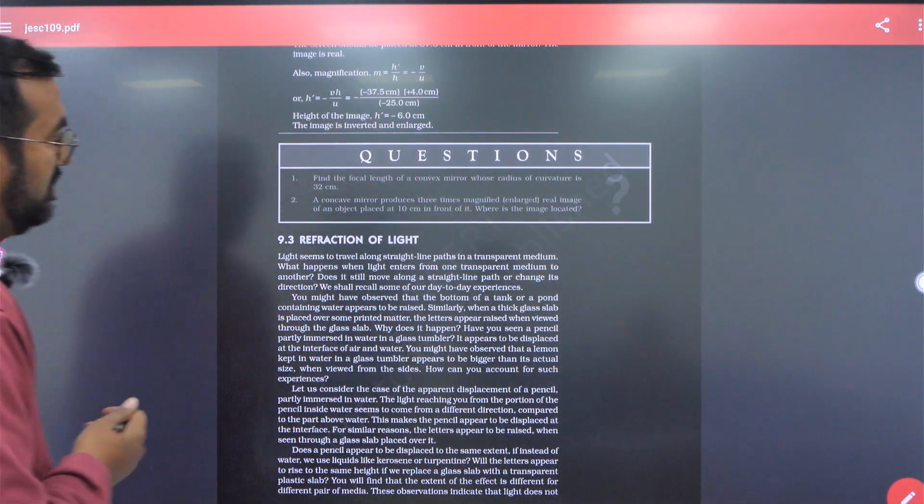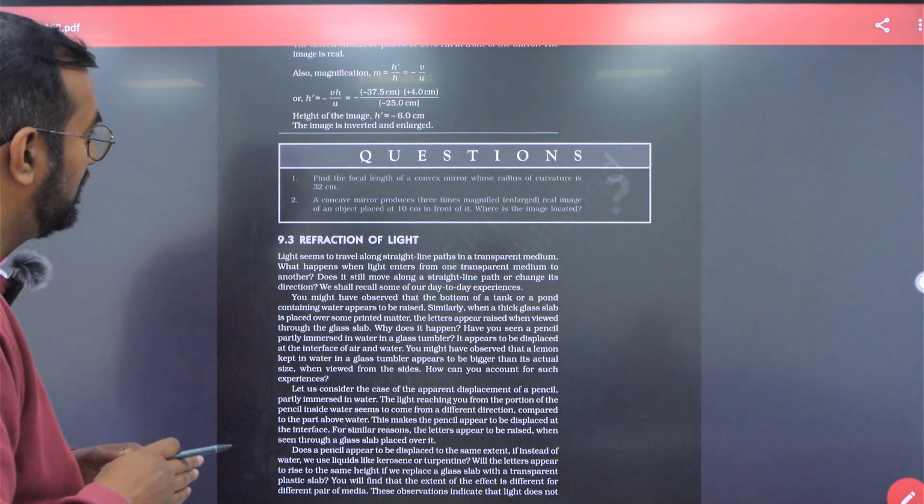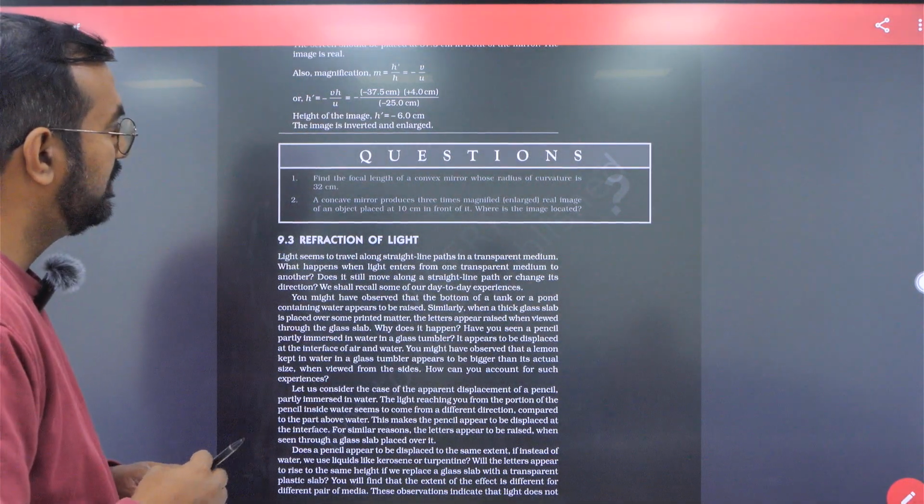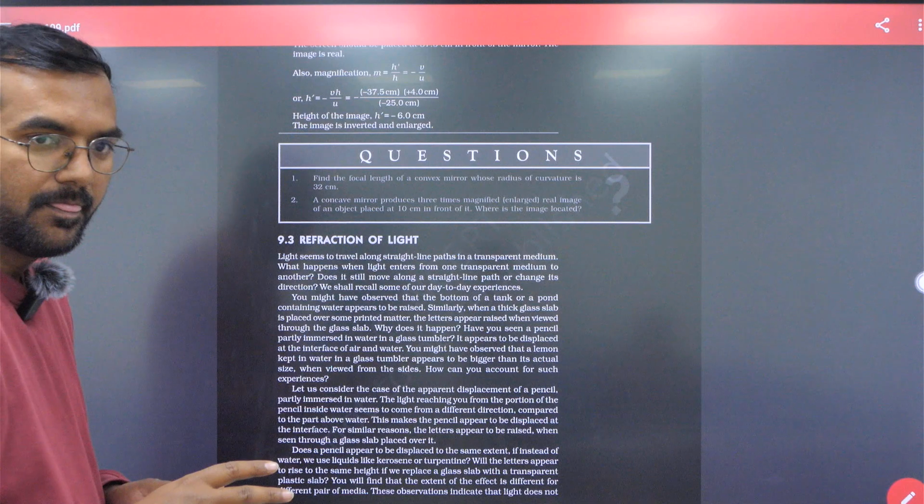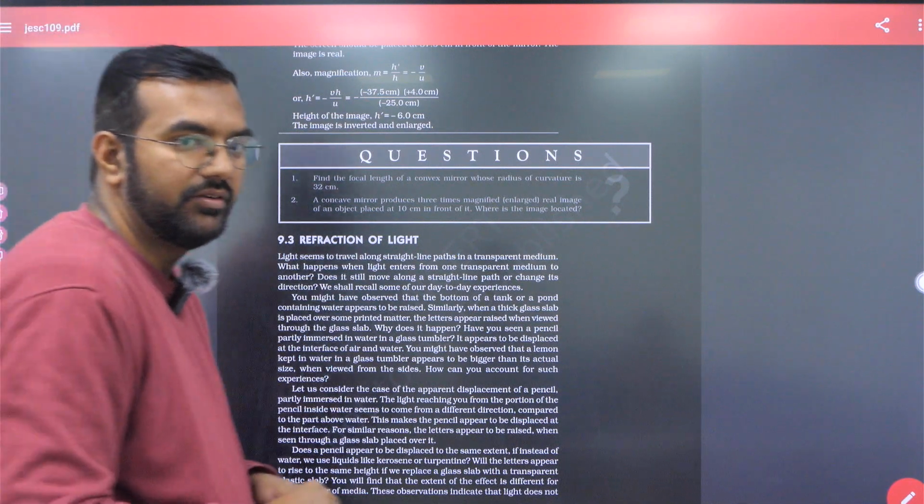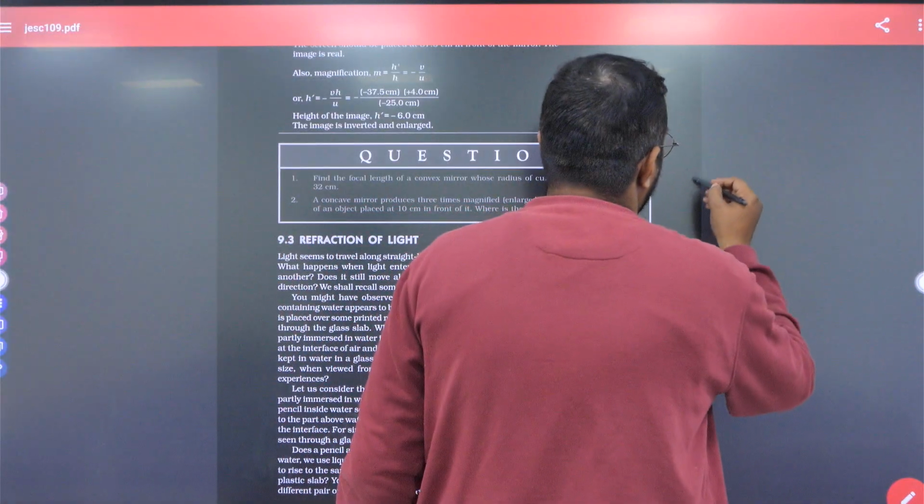Radius of curvature and the focal length of the mirror are related. F is equals to R by 2. So by applying that, you can find it, right?